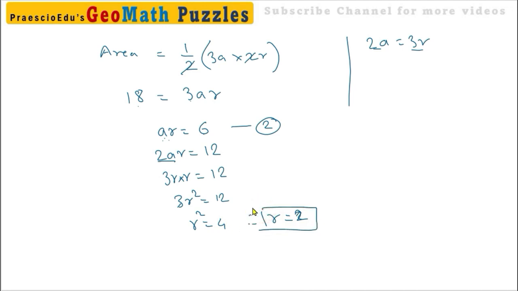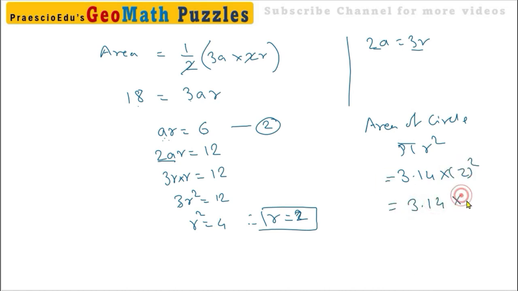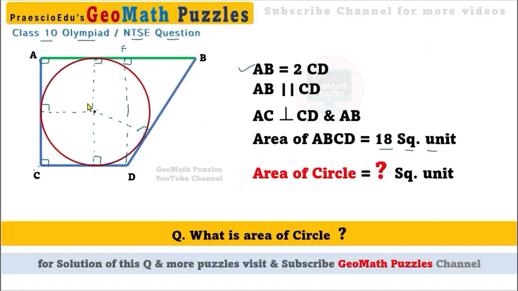Now the area of the circle. We know the area of a circle is pi R squared. Pi is 3.14, multiplied by R squared, which means 2 squared. Now 3.14 multiplied by 4 is equal to 12.56 square units. So the answer is: the area of the circle is 12.56 square units. This is our answer. Thank you.